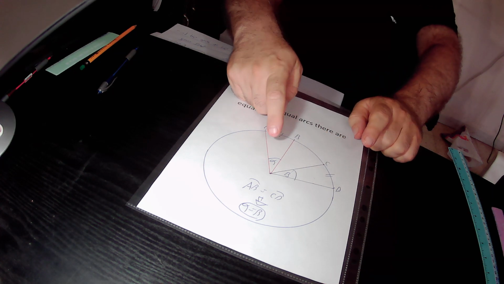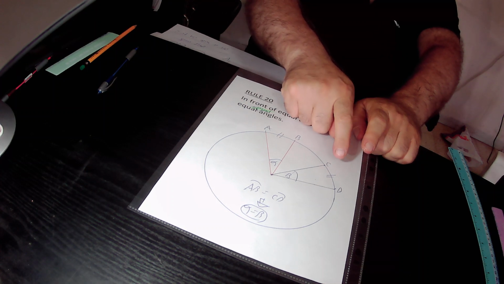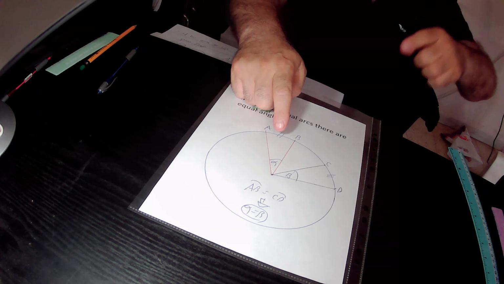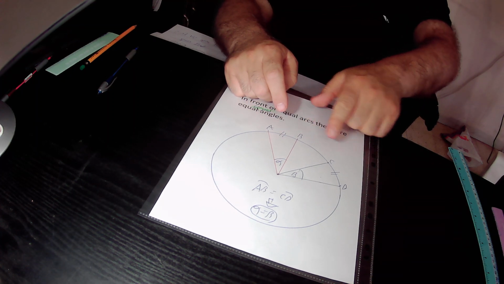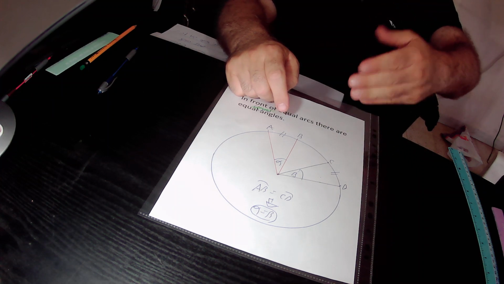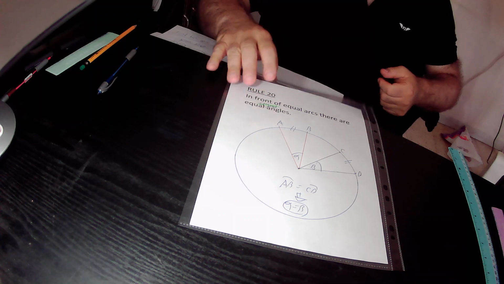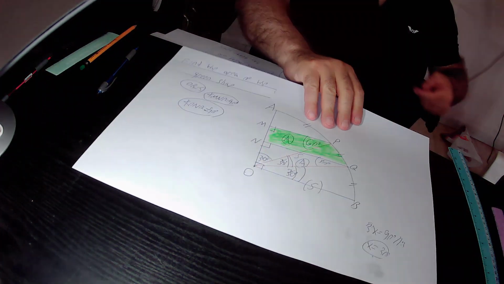So here, from the fact that chord AB is equal to chord CD, we derive that angle alpha equals angle beta. Why? Because those two angles are both located in front of the equal arcs AB and CD, and therefore they are equal to each other. Again, alpha equals beta according to this rule 20. So we can actually implement rule 20 in our drawing.